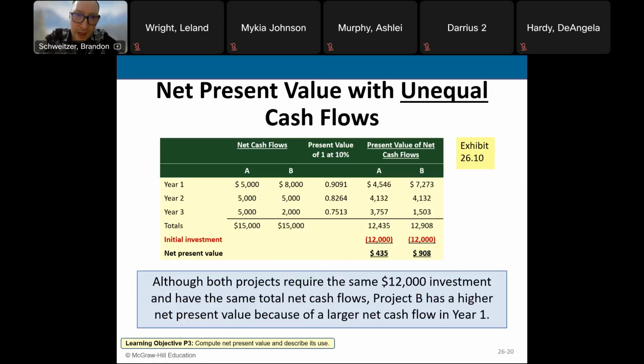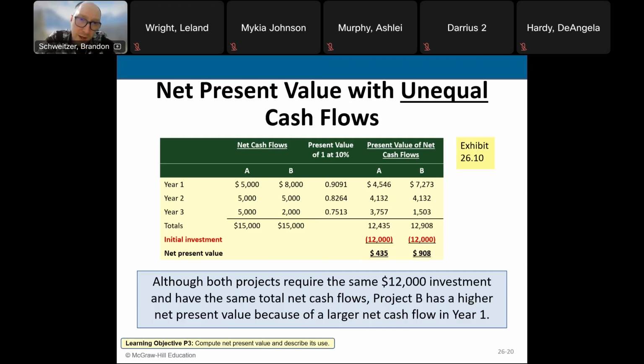Now here we have two projects side by side, and we'll try to figure out which one is going to be a better investment decision. And these have unequal cash flows. Well, technically project A has equal cash flows, project B does not. But they both have the same totals at the end of year 3. Which one will be better for us?